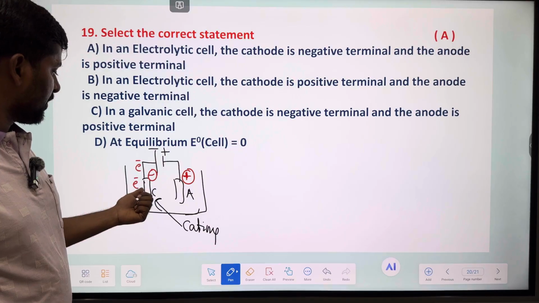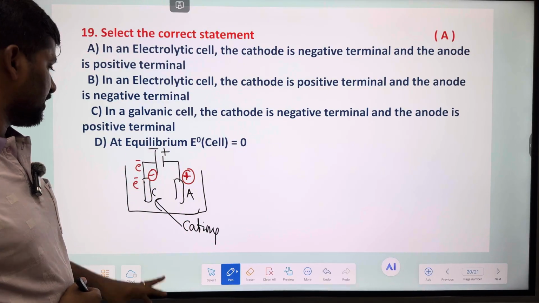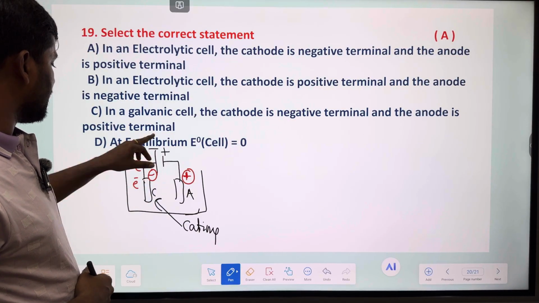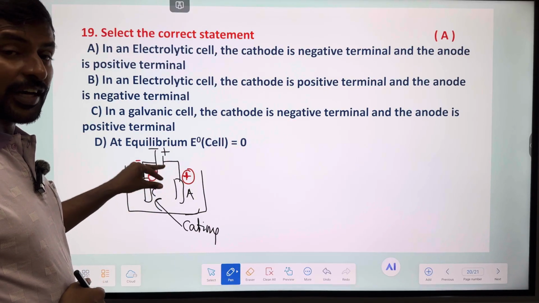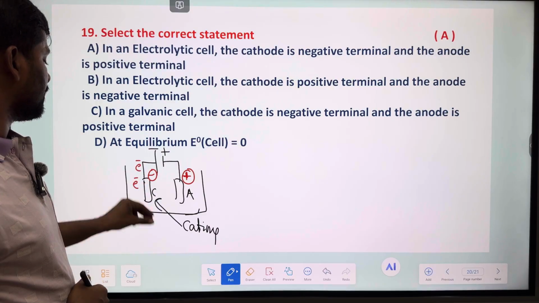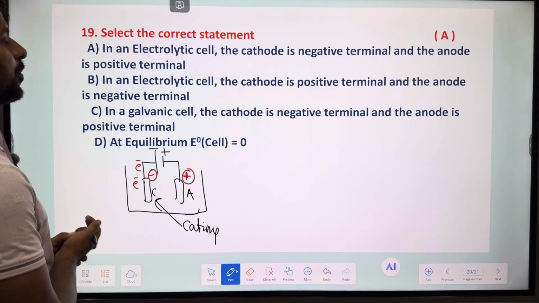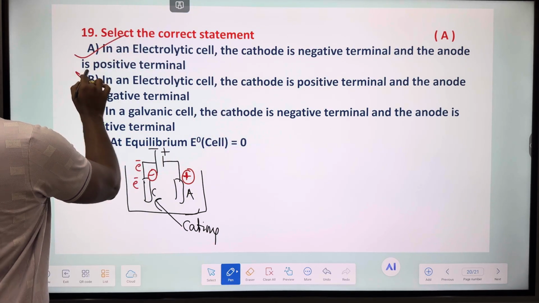Cations take electrons from the cathode, and they undergo discharge. The charge is neutralized. So therefore the cathode is electron rich, and electrons enter into the electrolyte solution through the cathode. So cathode is the negative terminal and anode is the positive terminal. That is the correct one, and so this is wrong.